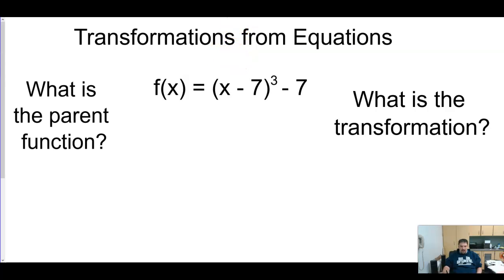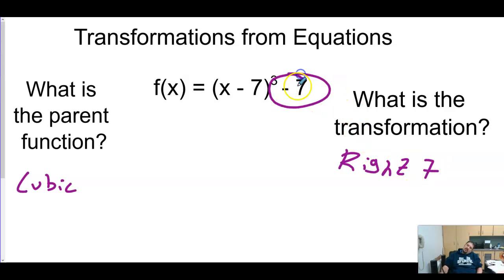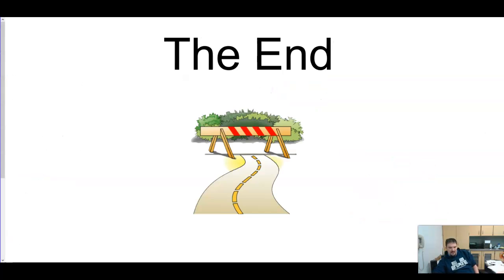Okay, here, what kind of function do I have? Here's the x, and it looks like it's inside of a cubic, or something being cubed. So this is a cubic function. The inside lies, so x minus 7 is really telling me I'm going right 7, and the minus 7 on the outside tells the truth, so that means I'm going down 7. Okay? So there are a few examples.